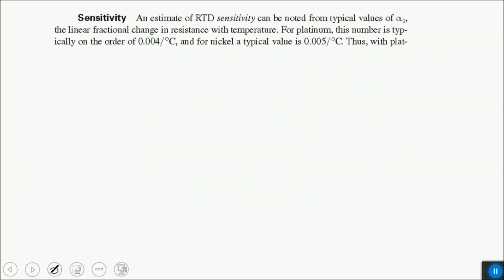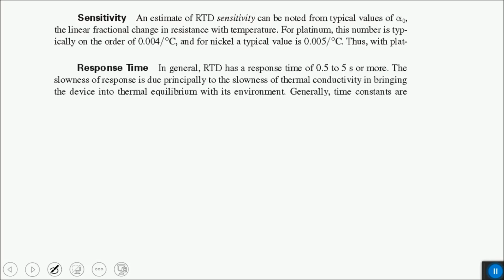So let's move on to some characteristics of RTDs. The sensitivity of RTDs is estimated and can be noted from typical values of alpha naught, the linear fractional change in resistance with temperature. So the sensitivity of these devices is not very high.